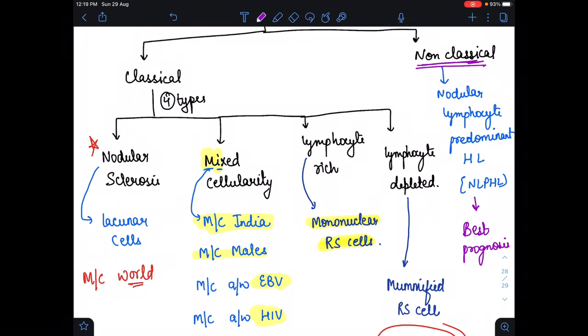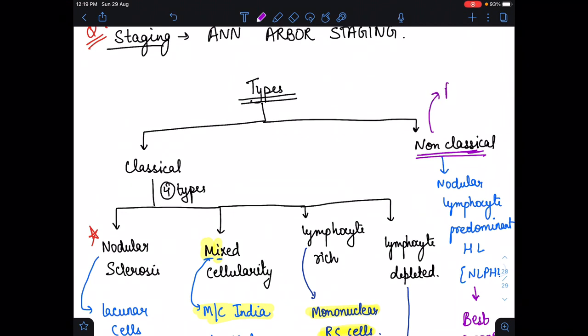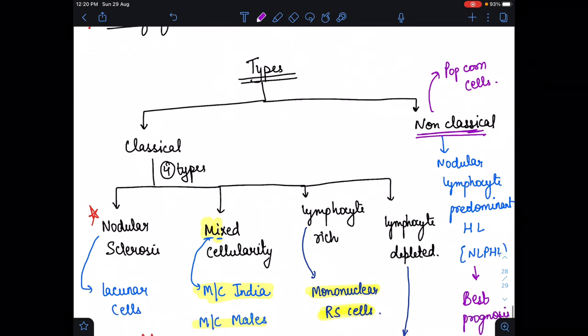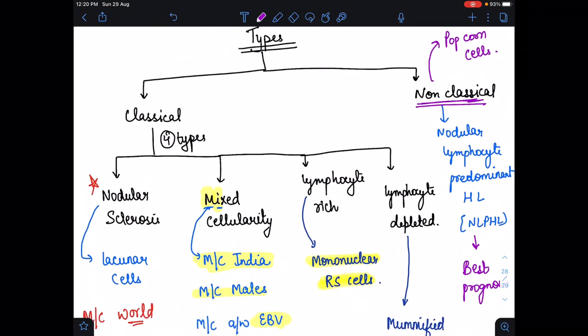And what is the finding we see in the non-classical Hodgkin lymphoma? We see the popcorn cells. So popcorn cells were seen with non-classical Hodgkin lymphoma. So these were the points about the types of the Hodgkin lymphoma.